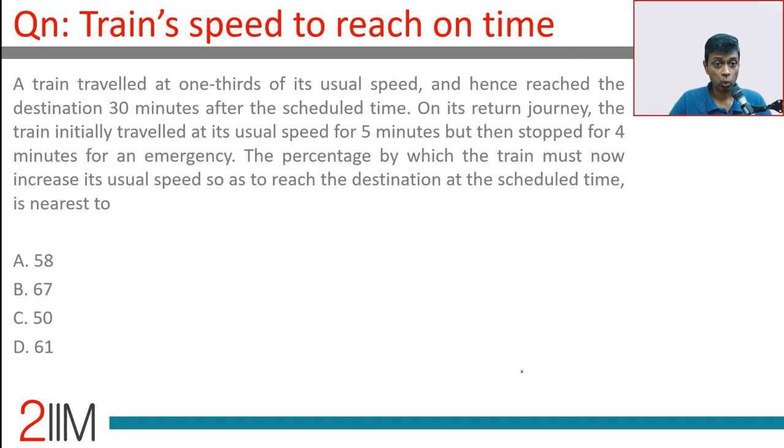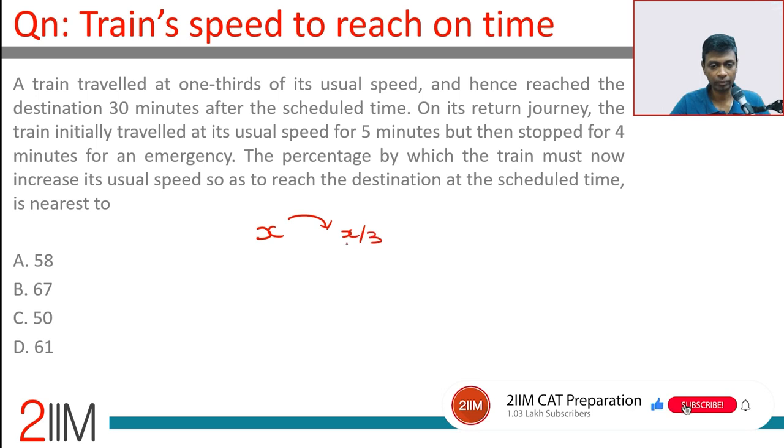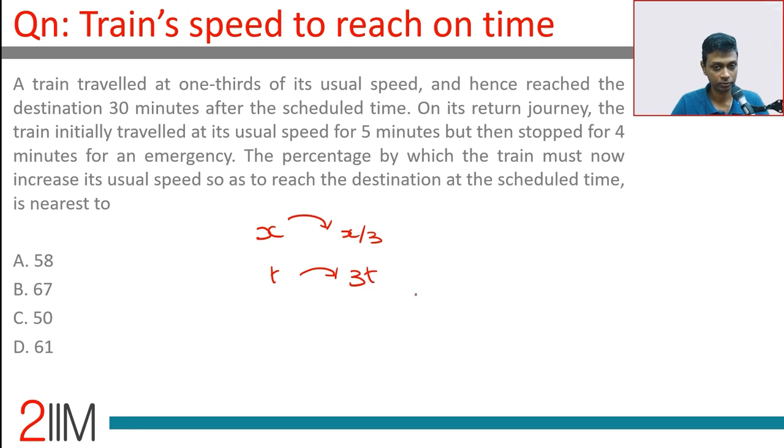The train traveled at 1/3 of its usual speed and hence reached the destination 30 minutes after the scheduled time. A wonderful speed instead of x becomes x by 3. That means time taken, t, would become 3t. A very simple question. This 3t is 30 minutes after the scheduled time. So the extra 2t is 30 minutes, or t is 15 minutes. Or when the train travels at x, it takes 15 minutes. When it travels at x by 3, it takes 45 minutes.